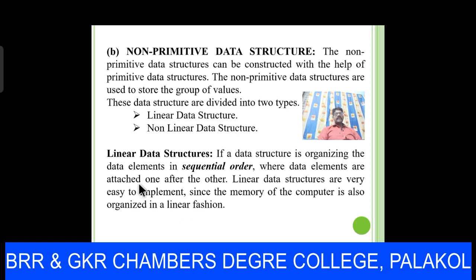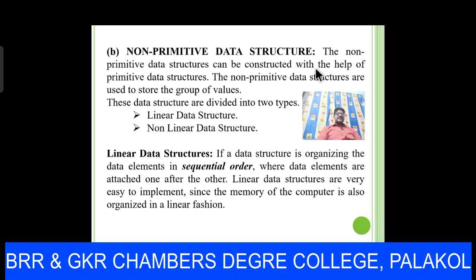For example, primitive data types can store only a single value. Int can take only a single value. Float can store a single value. Character can take only a single value. Boolean is either a true value or a false value. It can store only a single value. If you want to store multiple values or a group of values, we can take a non-primitive data structure.